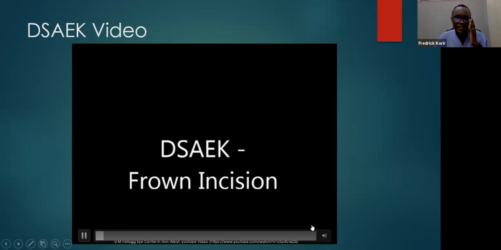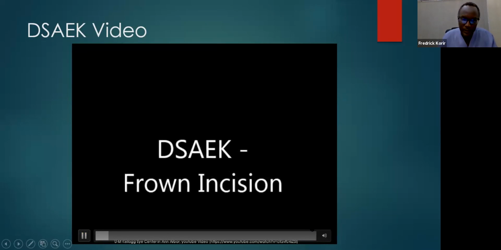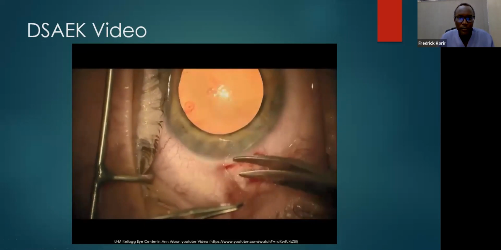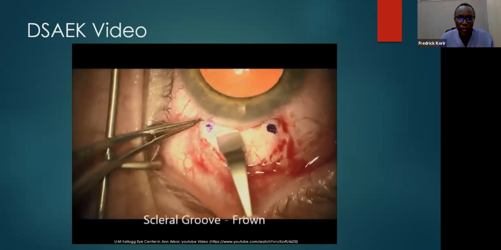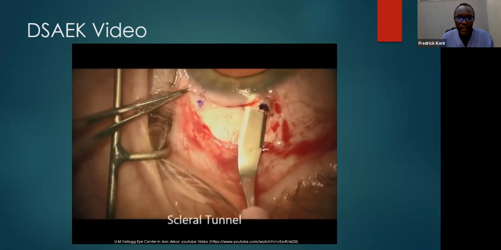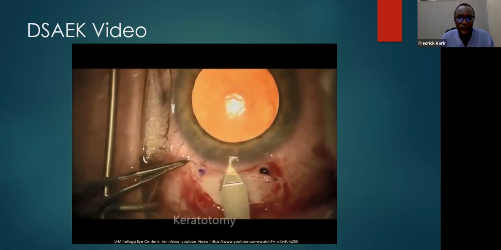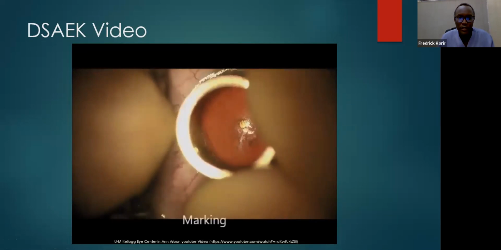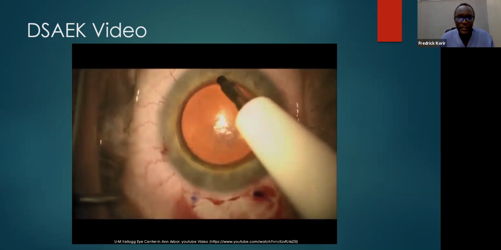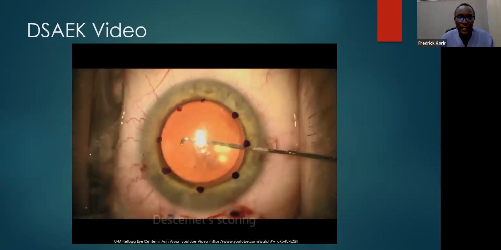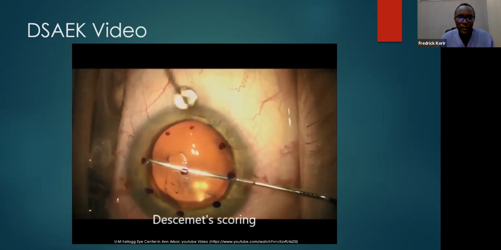So if you know small incision cataract surgery, it's pretty much the same, but in this patient, you're doing a temporal incision, then you do a frown incision, make a little tunnel on the side, and then enter with the keratome. This is about a 6 millimeter wound, so that on top is just marking the cornea just to guide, so that they center the graft.